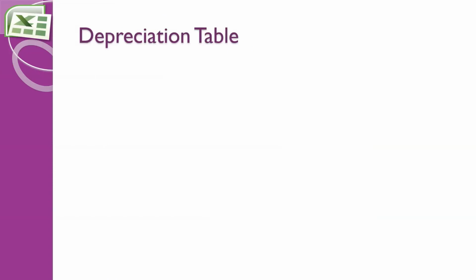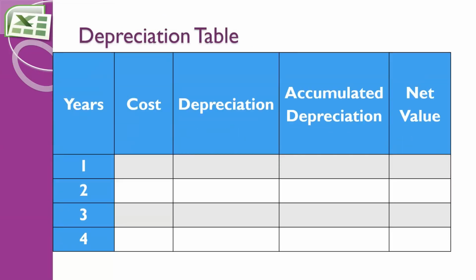Now let's see the structure of the depreciation table. Here we are starting with the number of years for the useful life. Then first we have this column called cost, to include the original cost, then the current year's depreciation included in the third column under the depreciation. Then we are going to take the total, which is the accumulated depreciation. And finally, we are going to put the net book value of the particular asset.